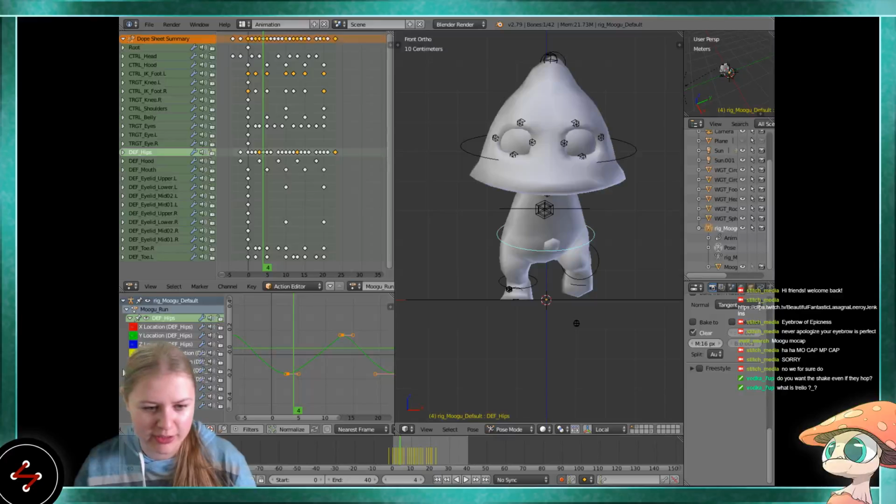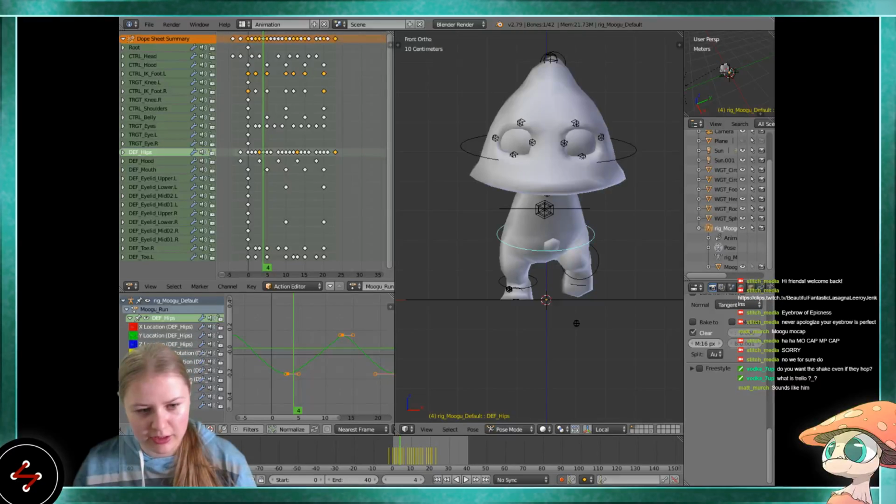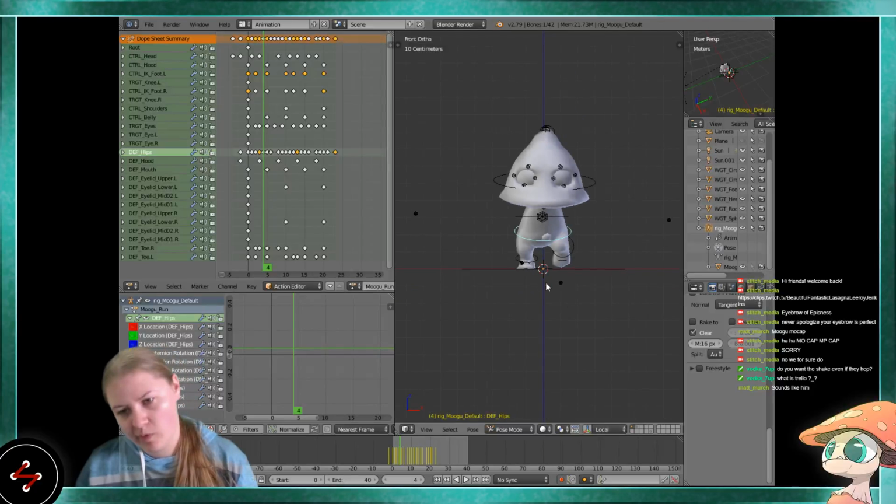Okay, back to the task at hand. Distracted as I am. Let's see here. Vertical component. So, I want these guys to kind of bounce up and down a little bit more.